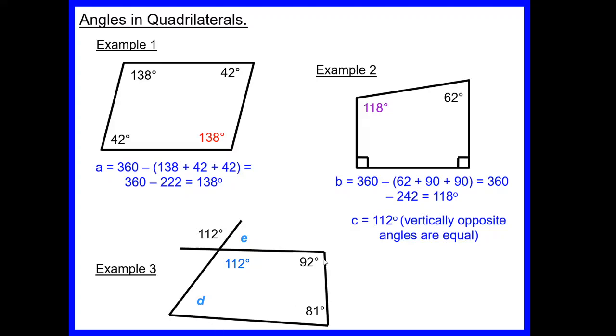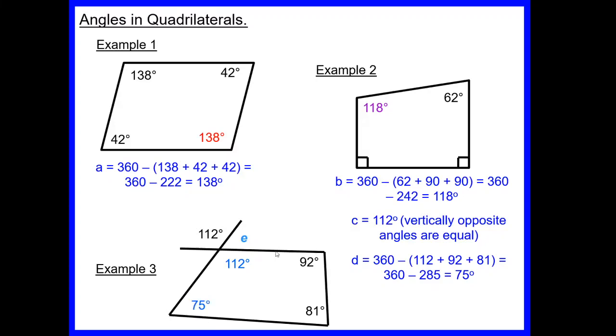For D then, we've got our quadrilateral. Total angles add to 360. So if we add up the three that are on the inside, so we don't need this one here. Remember, we're only looking at the quadrilateral. So if we add our three together and take it from 360, we will get D. So those add up to 285. 360 minus 285 is 75 degrees for D.